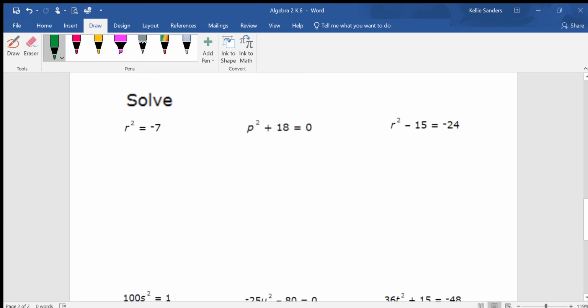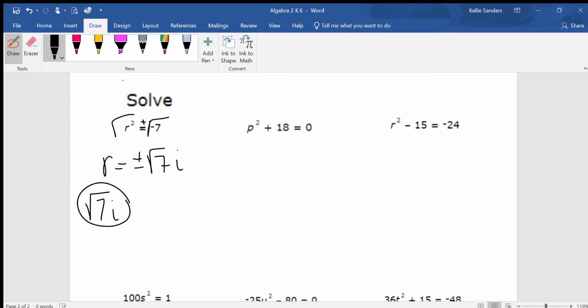So again, let's get that back to black. Square root plus or minus the square root. So r is by itself, plus or minus the square root of 7i, because there was a negative underneath there. Now you must put the square root of 7 in the calculator to see if it breaks down into anything, or just know that the square root of 7 does not break down into anything. So you're going to put square root of 7i in one box and negative square root of 7i in the other box. Make sure that the i is outside of the square root, or it's going to count it wrong.